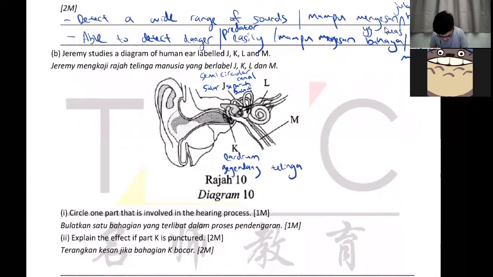L is L. Is L the nerve? I don't really see. Okay, I think L is your auditory nerve. It means your hearing nerve.